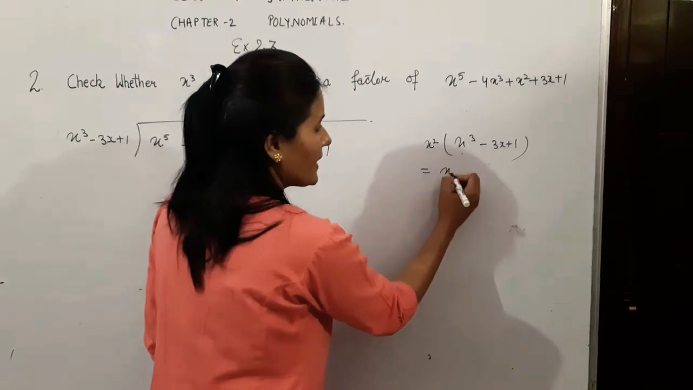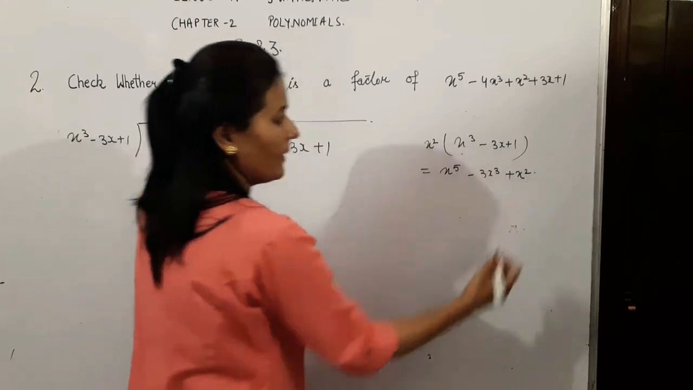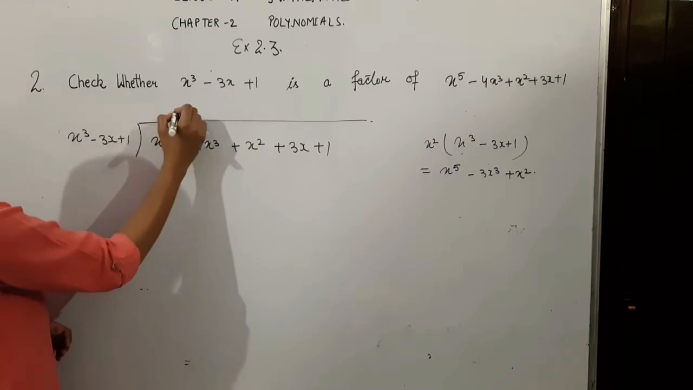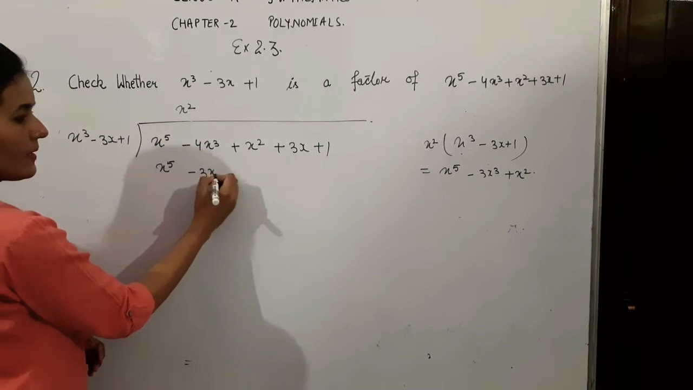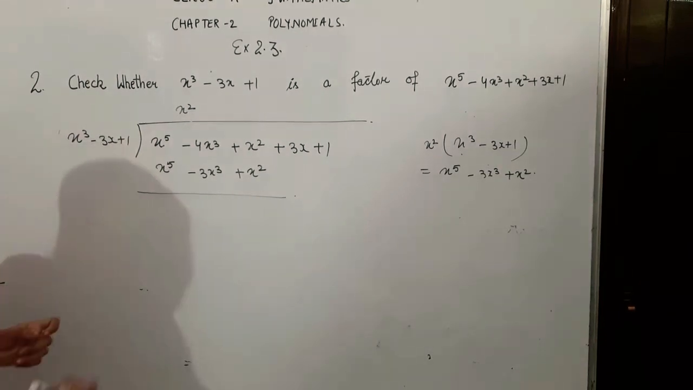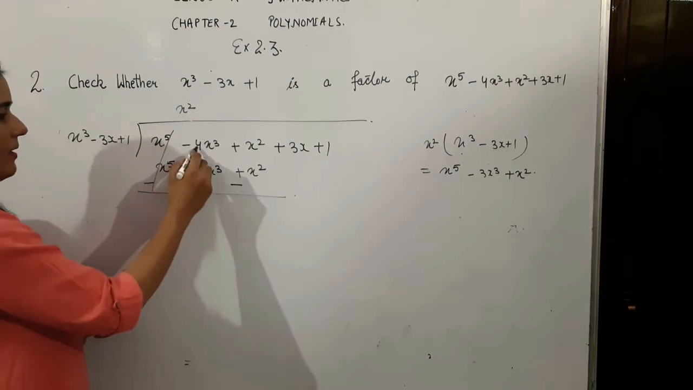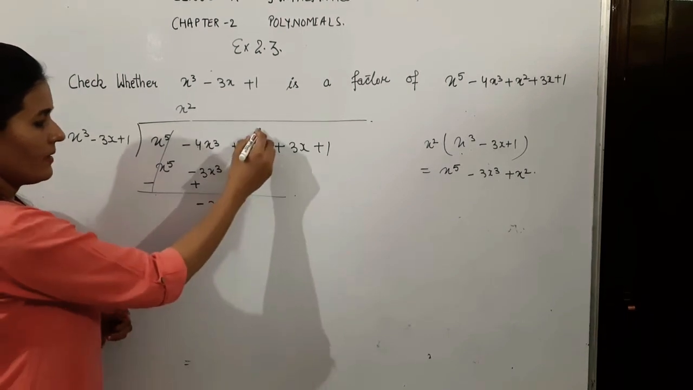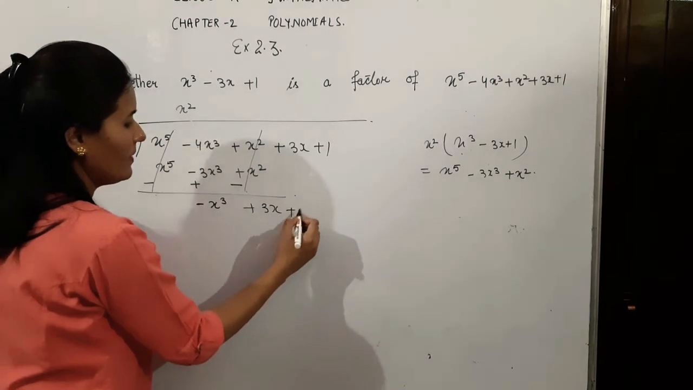It will become x5 minus 3x cube plus x square. Right? So this term we will be writing below this. X square we have multiplied, so it becomes x5 minus 3x cube plus x square. Right? Now, just subtraction, and for that you need to change the sign. This minus 4 and here we have 3, so it will become minus x cube. This is again cancelled and we are getting plus 3x plus 1.